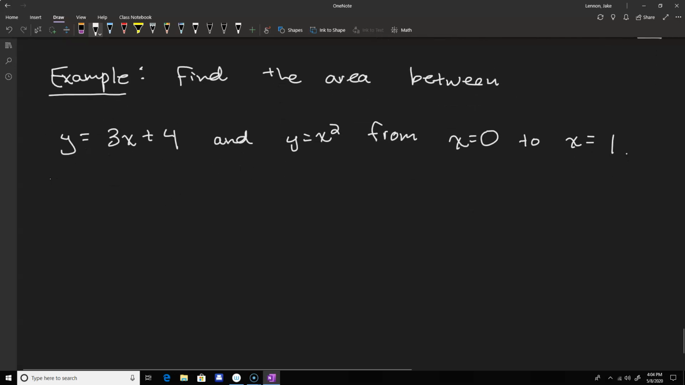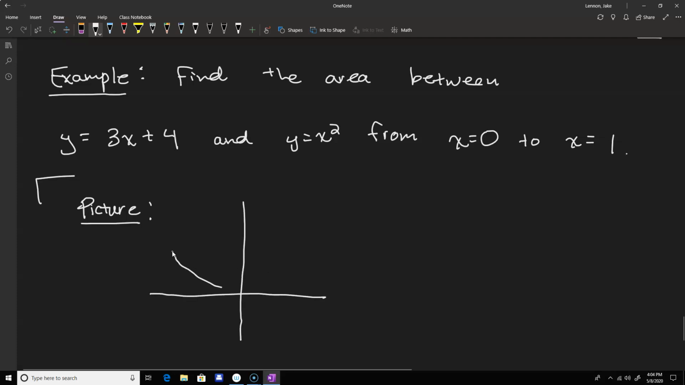So what's going on here, again, a picture is going to be helpful. On the one hand, we've got our parabola y equals x squared. We know that looks something like this. So going from 0 to 1. And then we have 3x plus 4. So that has a y-intercept somewhere up here of 4. And then it's going up 1 over 3. So, we've got this line going here. So we've got a linear function and a parabola. And essentially what we're trying to do is we're trying to find the area between the two. So we're trying to find this shaded area right here.